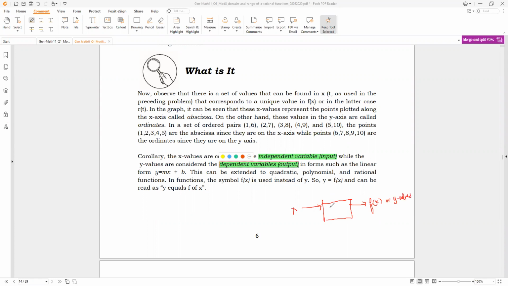This is the function box, so x is the input, what we put in the function box, and this is the output, or what we get out of the function box. Now, for the solution of an f of x, these x and f of x can be plotted in the Cartesian plane.